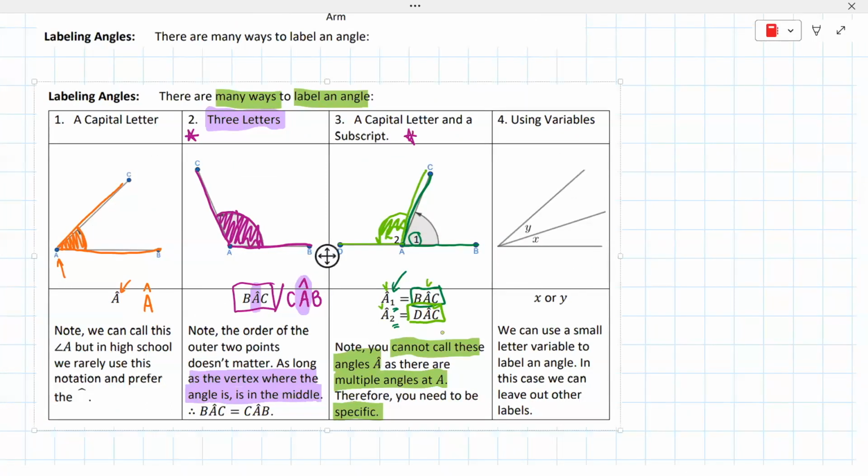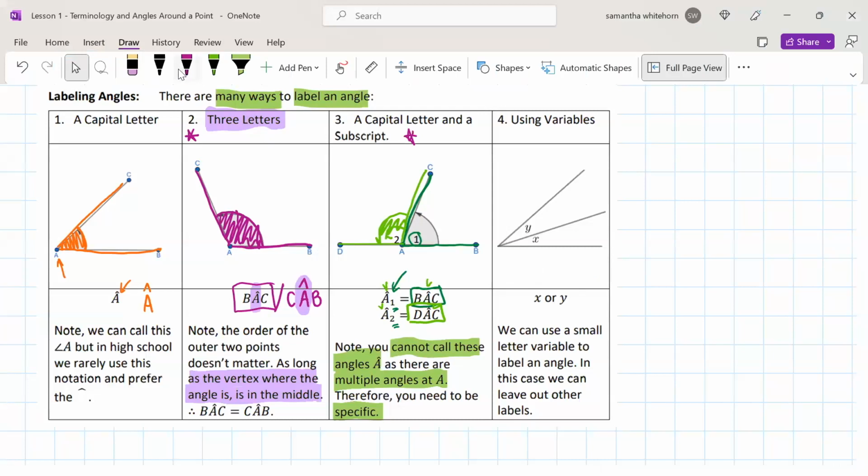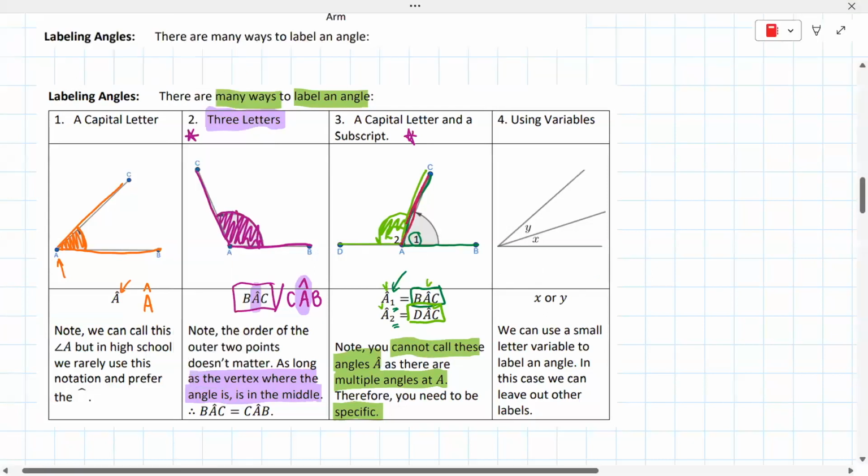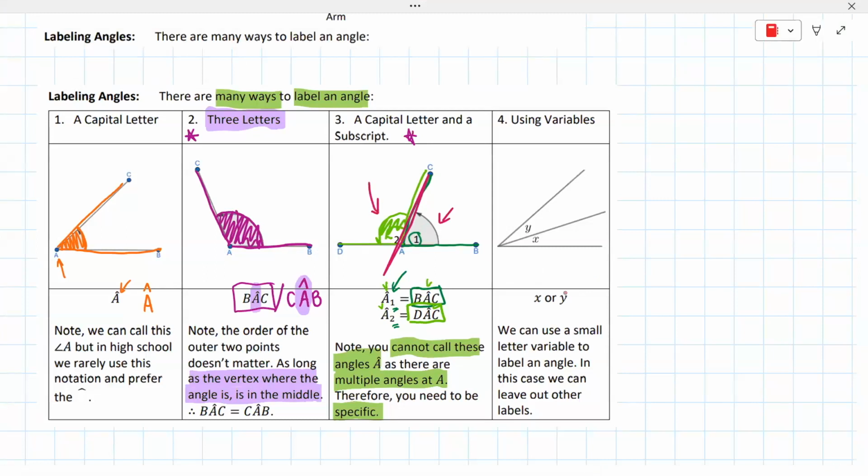All right, so someone asked a question about adjacent angles. Adjacent means next to, and don't stress about this right now, we'll talk about this again, but because it was asked, adjacent means next to, and because these two angles share a common arm AC, A1 and A2 are what we call adjacent angles. They sit right next to each other and have that common arm.